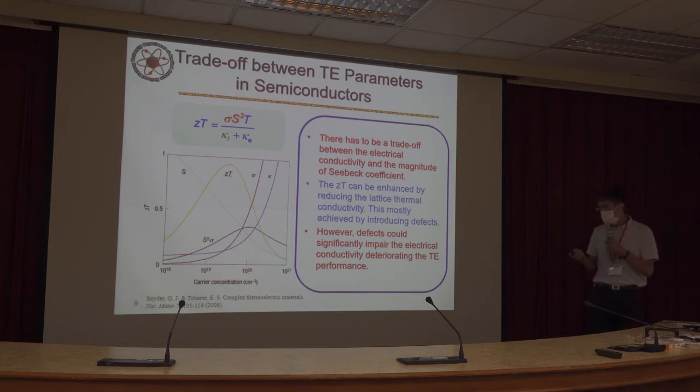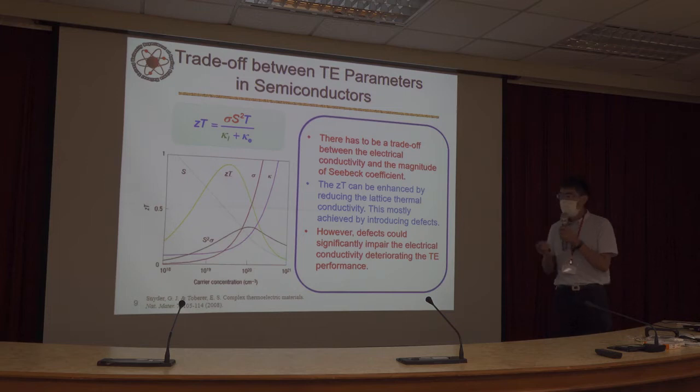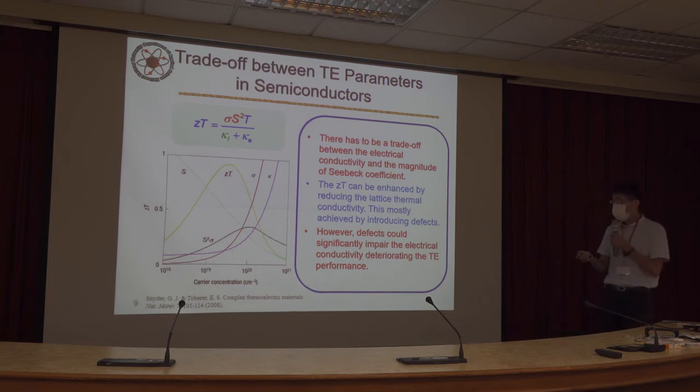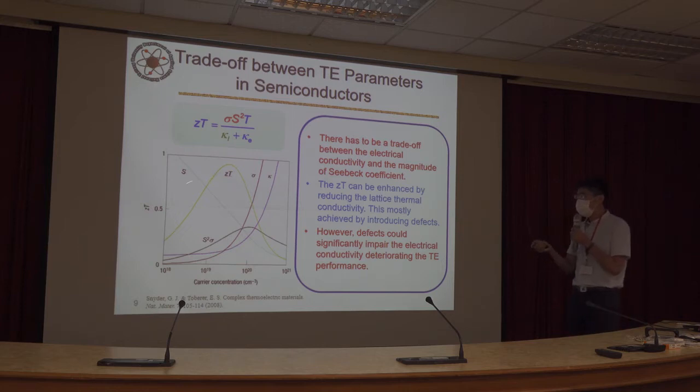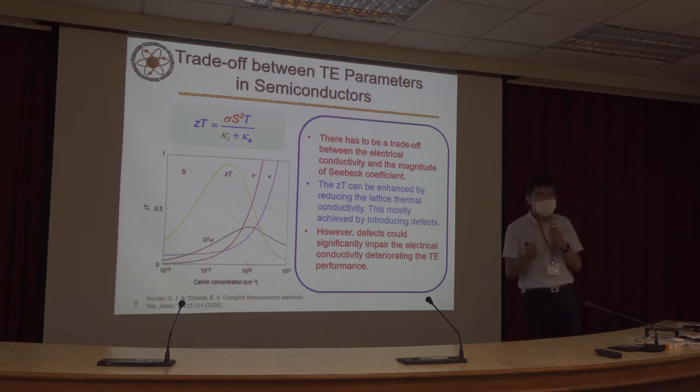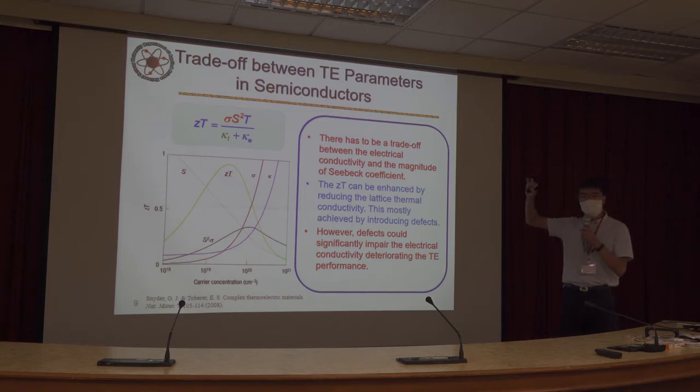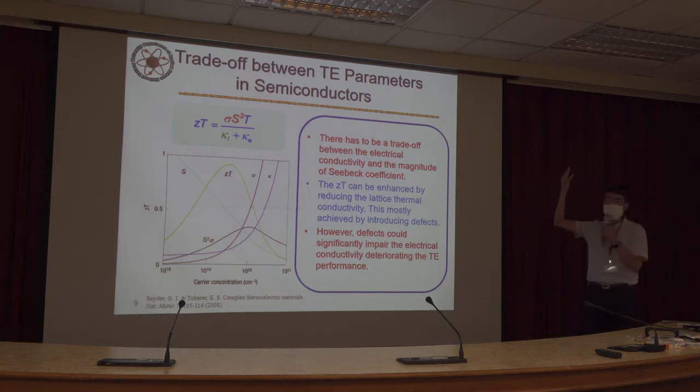This is a typical behavior of the thermoelectric parameters as a function of carrier concentration. Here we can see there is a trade-off between the electrical conductivity and the Seebeck coefficient. With increasing carrier concentration, the electrical conductivity increases, but the magnitude of the Seebeck coefficient decreases. So generally, we cannot get a high electrical conductivity and a large magnitude of Seebeck coefficient at the same time.